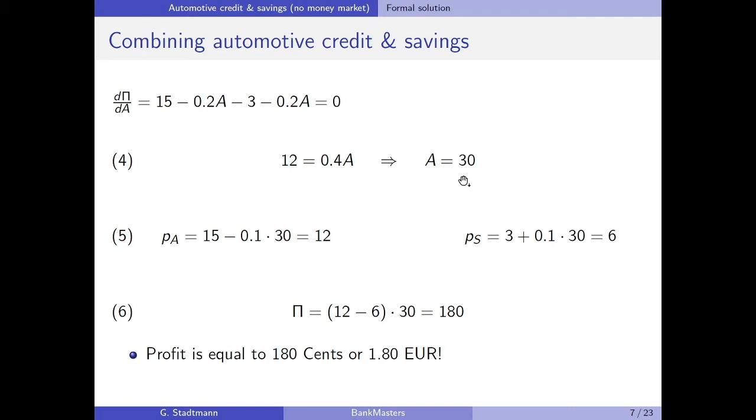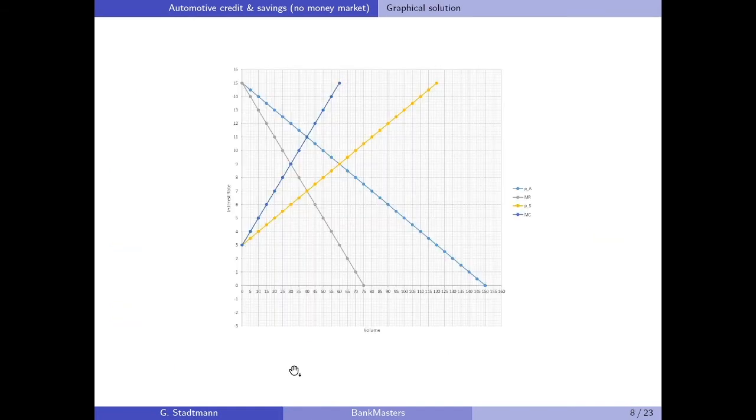So we have 30 in here, and if we insert it into these two functions, as we said that A is equal to S, then we end up with PA equals 12 and PS equals 6. So the profit function at the end is given like this one. We have the revenue side, we have the cost side times the quantity, so the volume. So we have 6 times 30, which is 180 cents. So the profit is equal to 180 cents or 1.80 euros.